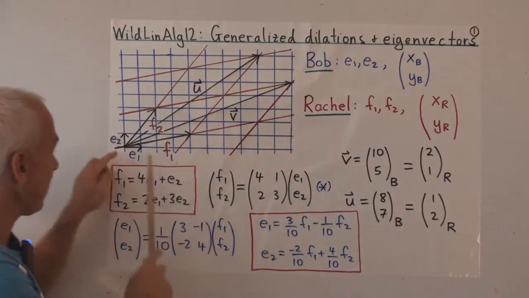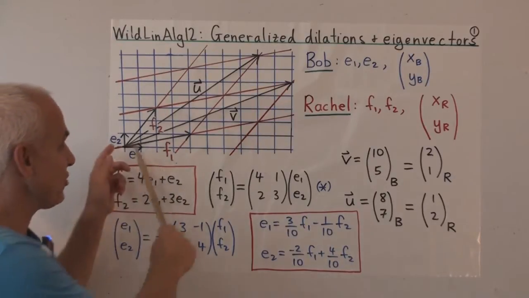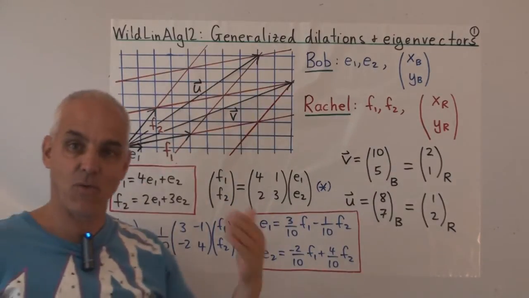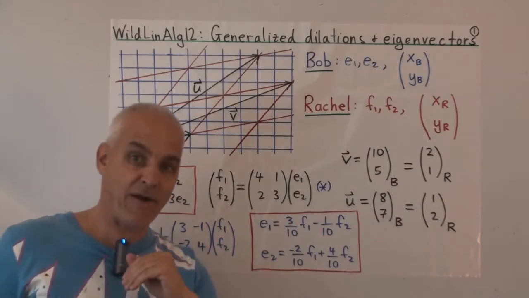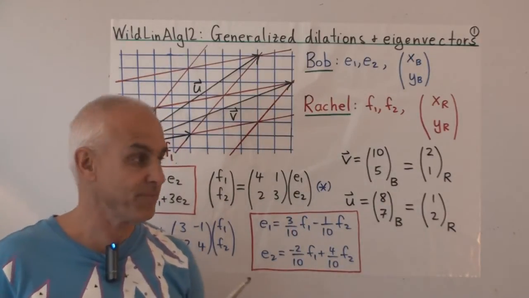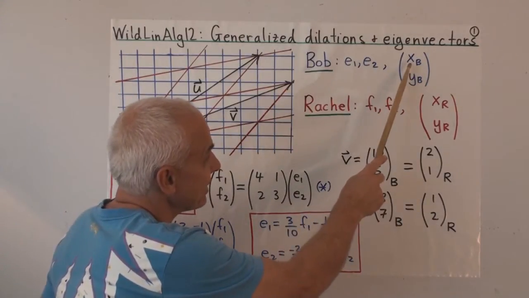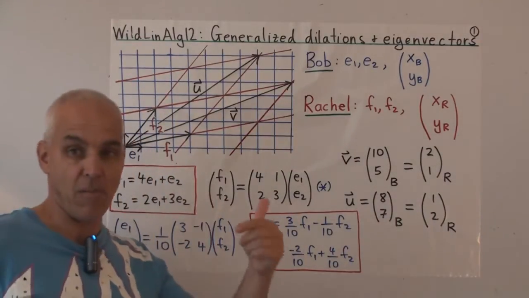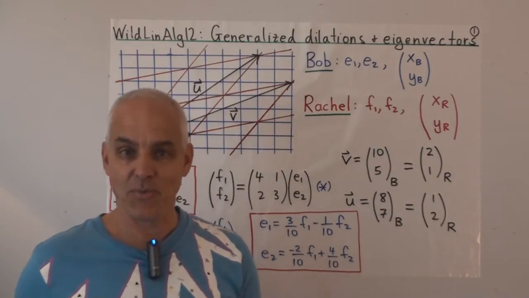Similarly, Rachel measures everything in terms of her basis vectors, which are F1 and F2. She measures vectors with respect to F1 and F2, and she also measures linear transformations with respect to F1 and F2. And what we want to do is compare how Bob's and Rachel's measurements are related to each other. So just for some preliminary notation, let's let x sub b and y sub b represent the coordinates of a vector with respect to Bob.